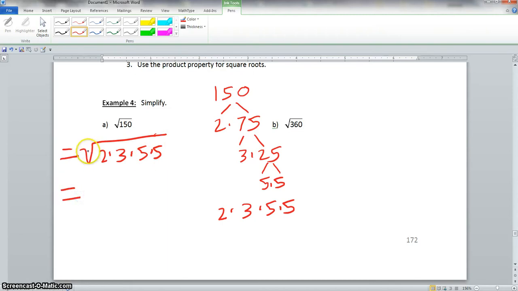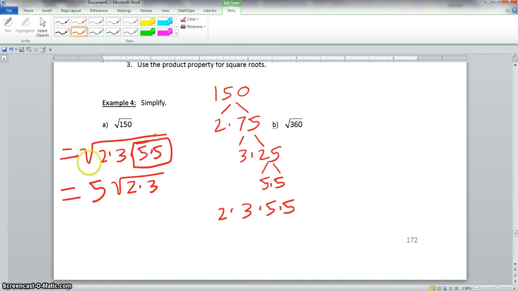Now, when you use this method, this is how you would do it. Since we know the index of this square root is a 2, what this means is if you have 2 of the same, you only pull out 1 of them. Do we have 2 5s here? Yes, we do. So we'll pull out 1 5 in front of the radical. We don't have 2 of anything else, so what would be left under the radical is 2 times 3.